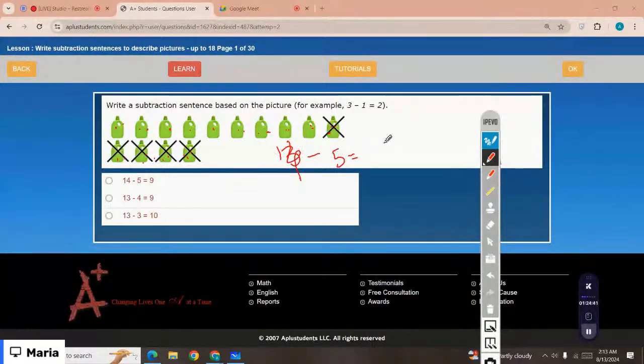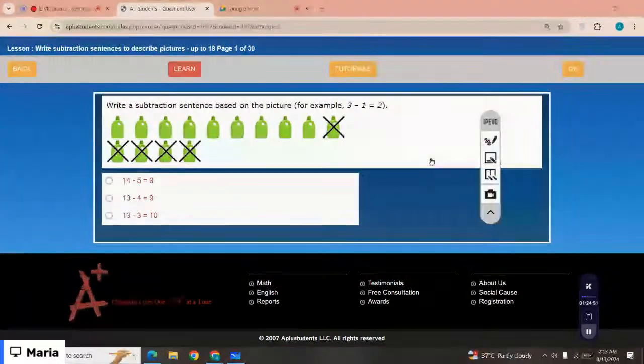So 14 take away 5 is 9. The correct option is option number 1. Got it? So be careful while counting, right? The correct option is 14 take away 5 is 9.